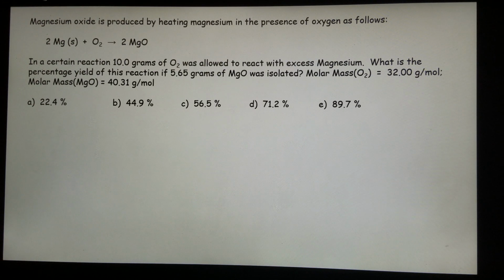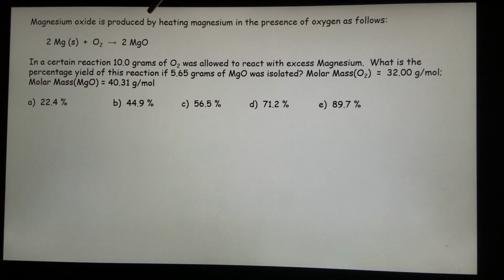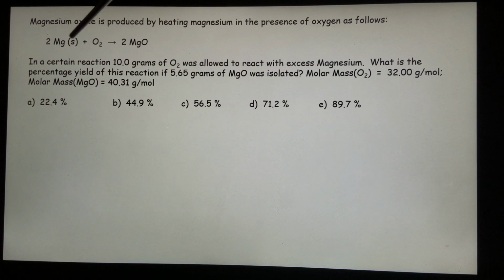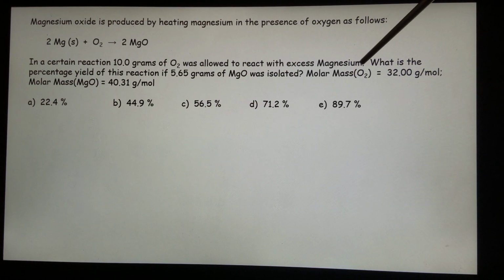Now let's take a look at this question. Magnesium oxide is produced by heating magnesium, the metal, in the presence of oxygen as follows. So here's the balanced chemical reaction. In a certain reaction, 10 grams of oxygen was allowed to react with excess magnesium.